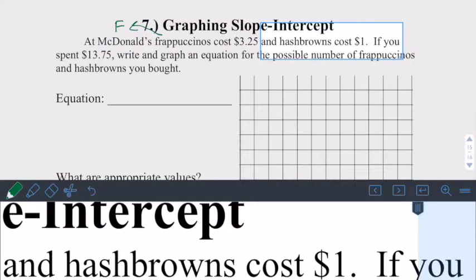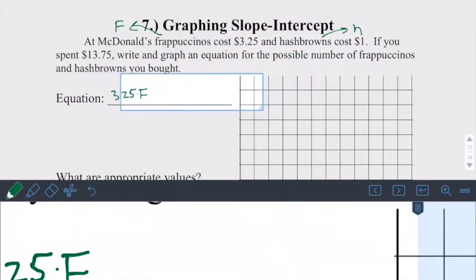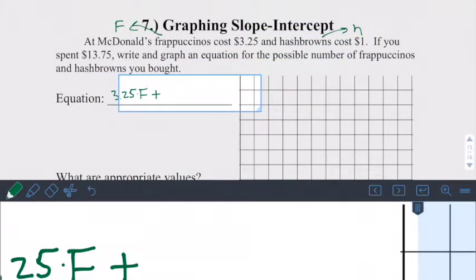And we don't know how many hash browns we bought, so I'm going to call this H for hash browns. When I write my equation, I bought some mystery number of Frappuccinos at $3.25. Well, if I bought one, it will cost $3.25. If I bought two, it would cost $6.50, right? Double. If I bought three, it would cost $9.75. I'm multiplying, so I have $3.25, my cost, times F. And I have hash browns, so plus $1 for hash browns.